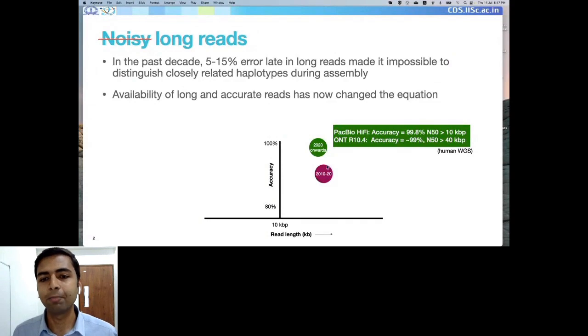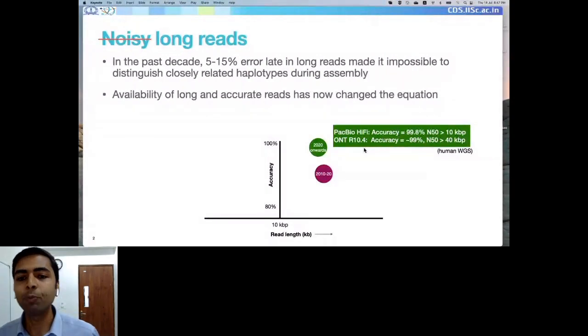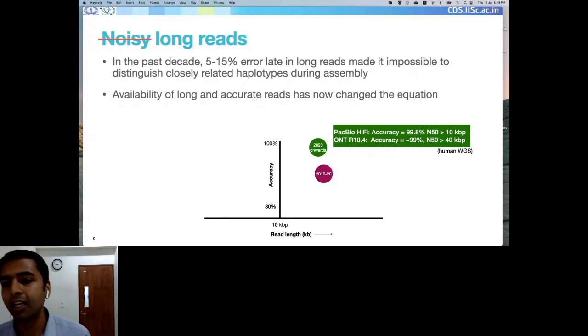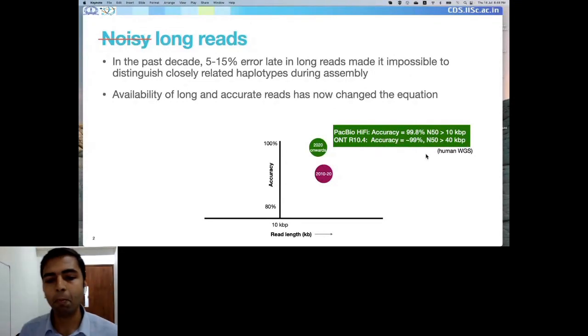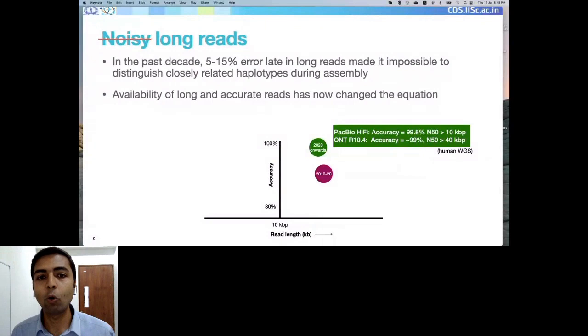Particularly, if we look at 2020 onwards, the advent of PacBio HiFi sequencing, which provides long read accuracy of about 99.8% and N50 of about 10,000 base pair. And now Nanopore is also catching up. So with the R10.4 protocol, we expect accuracy of about 99% and N50 of above 40,000 base pair for human genome sequencing. Now, this is really remarkable because now we can think of doing diploid, polyploid, and assembly of microbial community while separating closely related haplotypes.